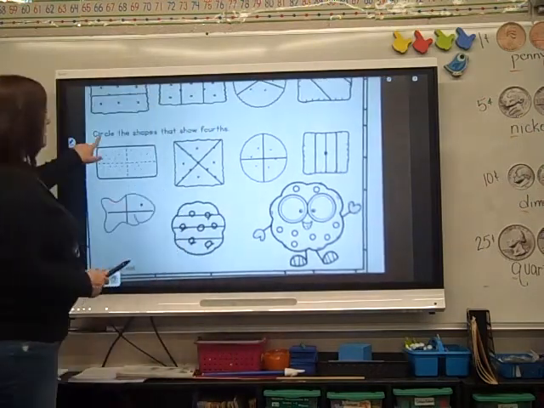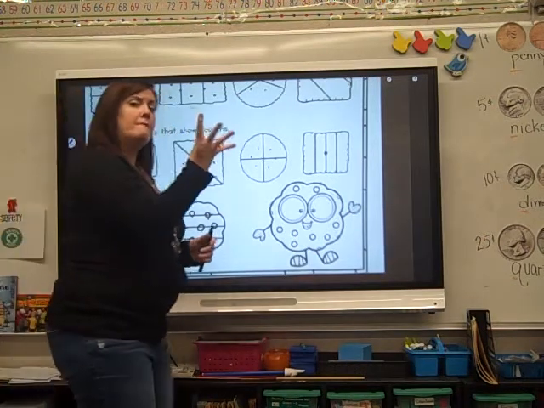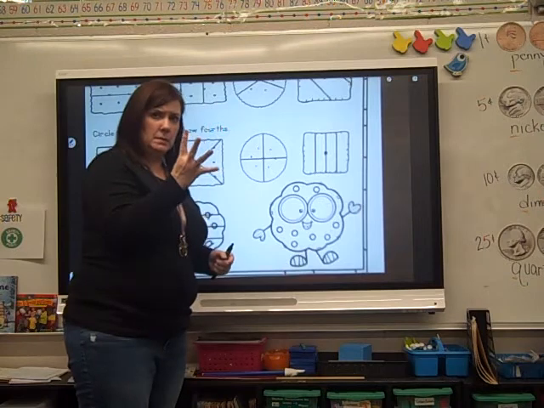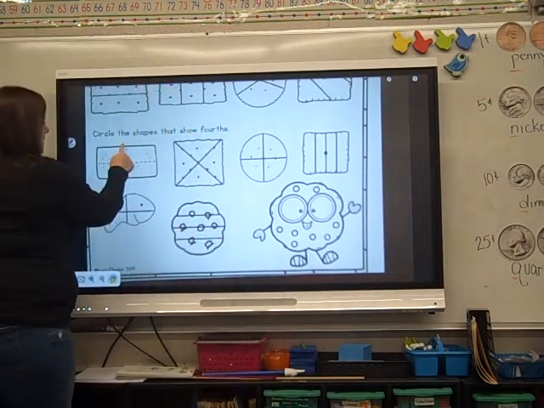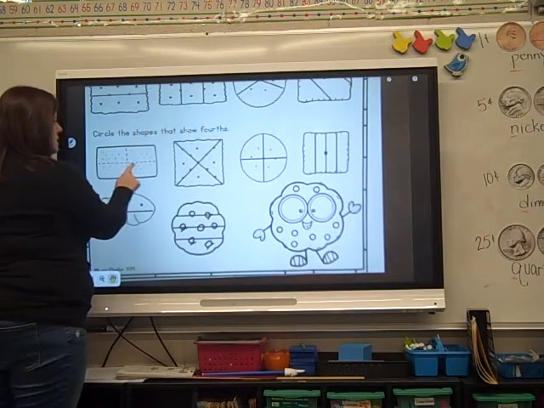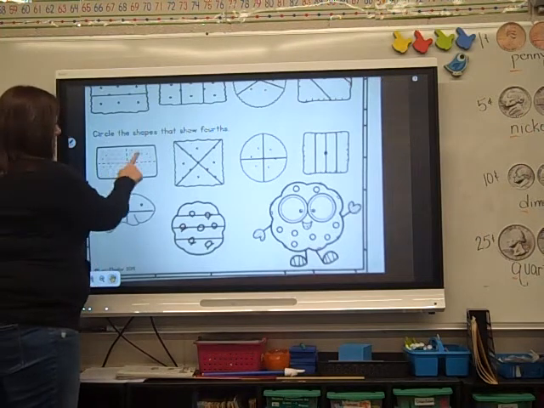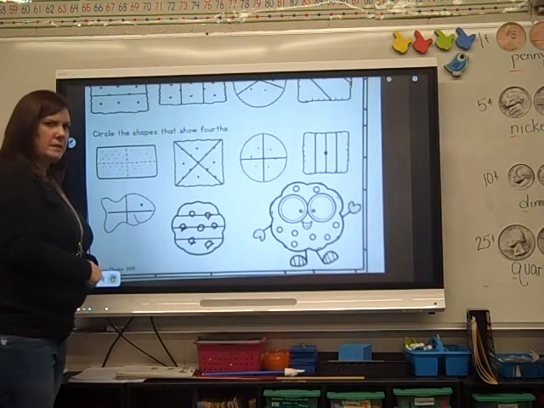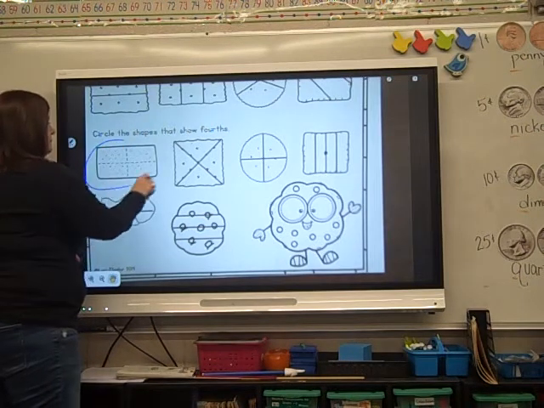Okay, this one says circle the shapes that are cut into fourths. Remember, fourths is 4 pieces, okay? All right, so let's check. Now they cut it this way and this way. Are all 4 pieces the same size? Are all 4 of those pieces the same size? Yeah, so we get to circle it.